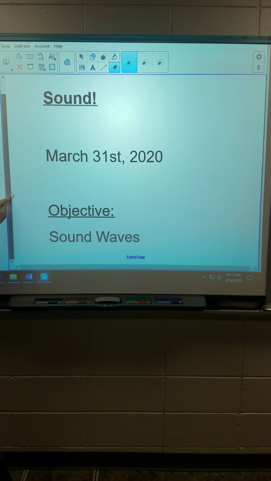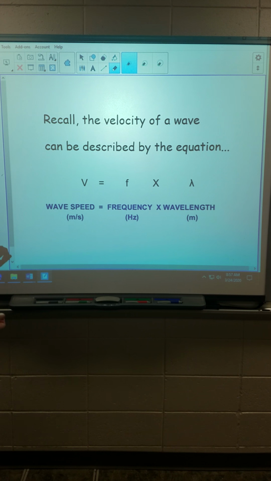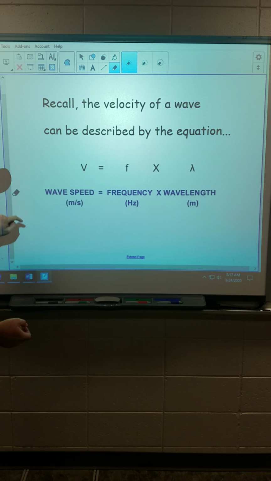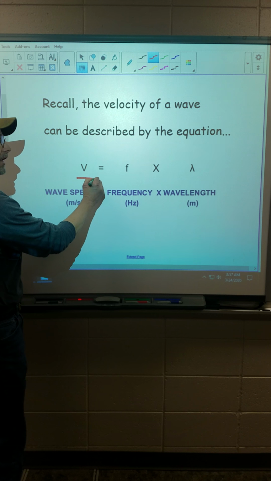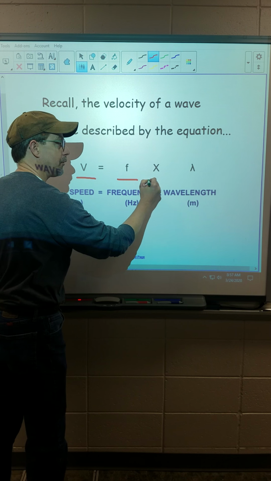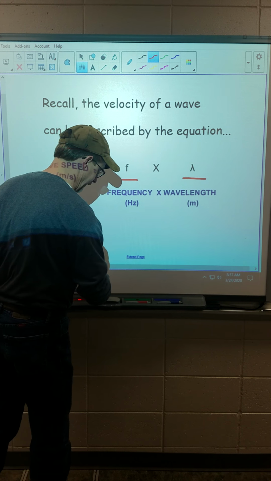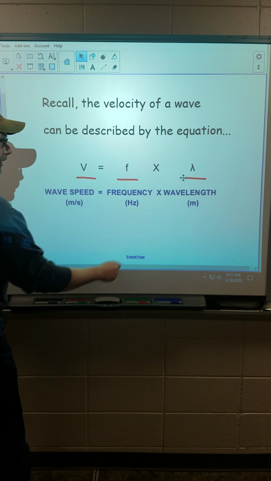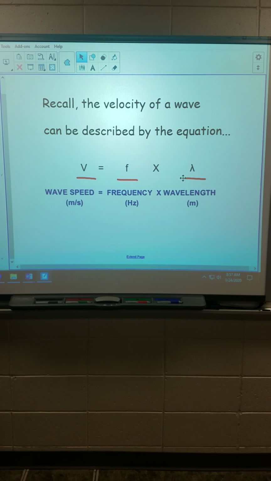Today, we're going to talk about sound. The reason we're going to talk about sound is we've been talking about waves, and so sound is going to travel as a wave. Now, if you recall, the velocity of a wave can be described by this equation, where the velocity equals the frequency of the wave times the wavelength, which we are going to represent using the letter lambda. So let's try to visualize this a little bit.